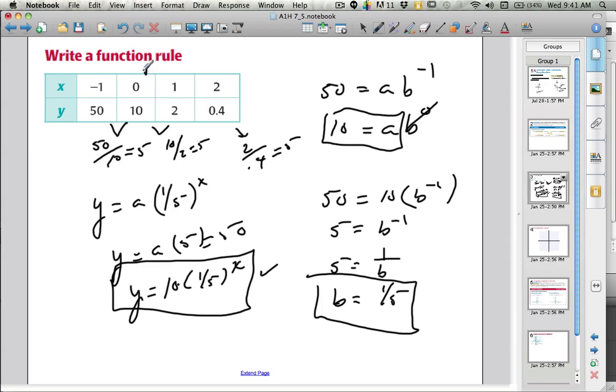And you'll notice that when x is 0, it's a big helper, because anything to the 0 power is going to be 1, and that means that this item would be my A value pretty much every time.